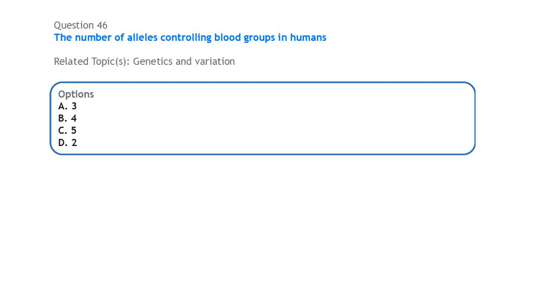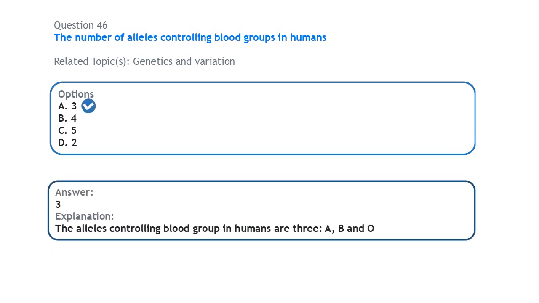Next, the number of alleles controlling blood groups in humans are: there are 3 alleles. Okay, there are 3 alleles controlling blood group. We have A, B, and O. Those are the 3 alleles that control blood groups in humans. But we have 4 blood groups. Okay, we have the blood group A, we have the blood group B, we have the blood group AB, and we have the blood group O.